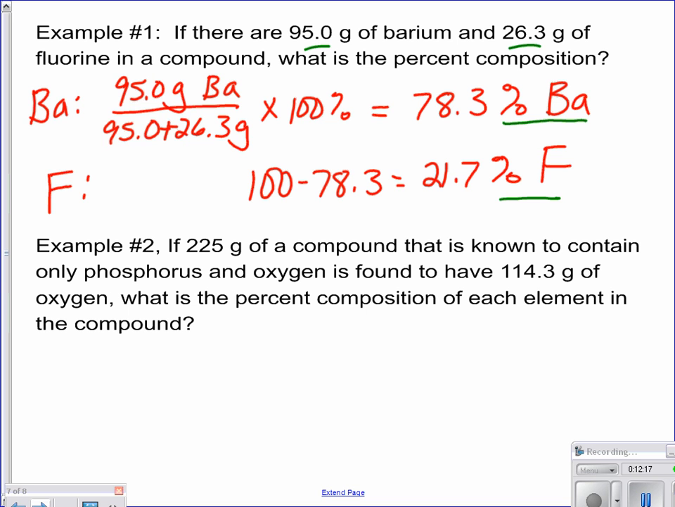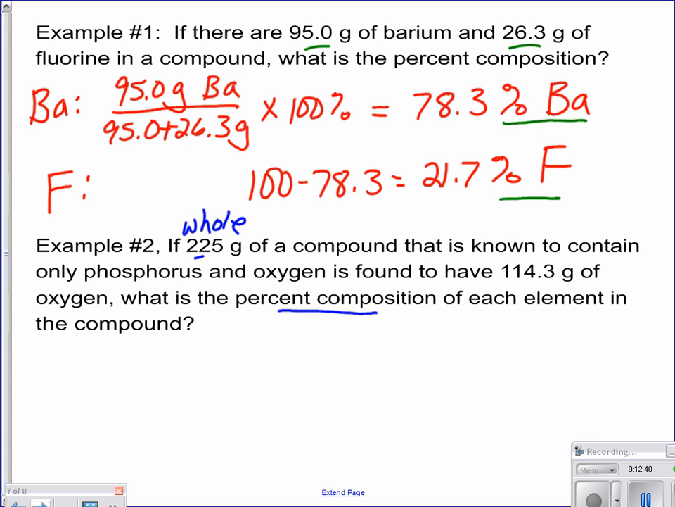So here it tells us we have 225 grams of a compound. Hopefully you can look at that and say, yeah, that's the whole thing right there. And it's known to contain only phosphorus and oxygen. And we have 114.3 grams of oxygen. What's the percent composition of each of those elements in the compound?